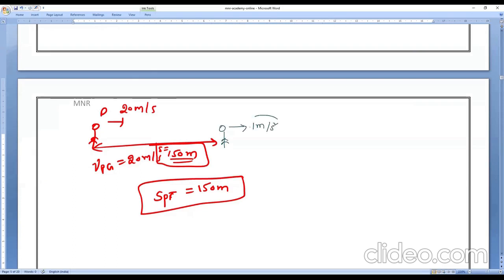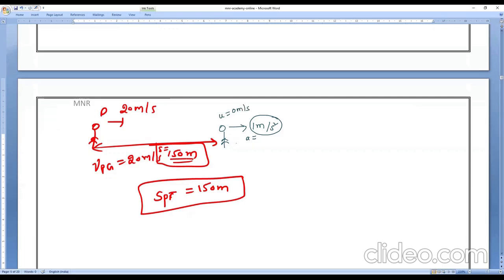He started traveling with what? Everybody check here, what I am writing. Acceleration. Acceleration is 1 meter per second square, and his initial velocity is 0 meter per second. What is his initial velocity? 0 meter per second.